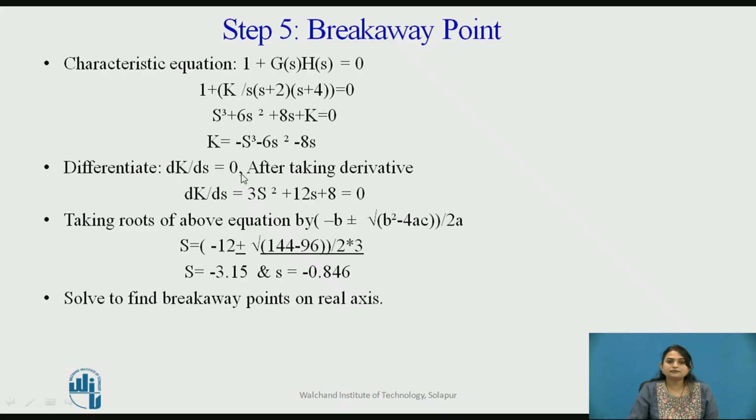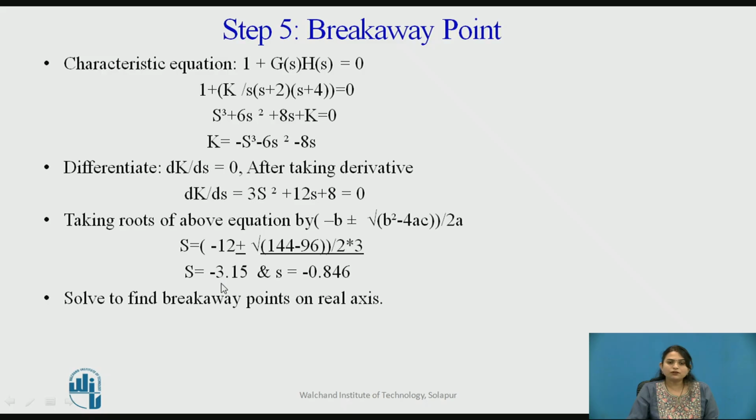So dk by ds is equal to 0, meaning we have to equate the differentiation to 0. So when we take the derivative of the above equation, we have 3s square plus 12s plus 8 equal to 0. Now the next step is what? We have to find the roots of this equation. With the help of the formula minus b plus minus under root of b square minus 4ac upon 2a, after calculating we have two roots: s is equal to minus 3.15 and minus 0.846.